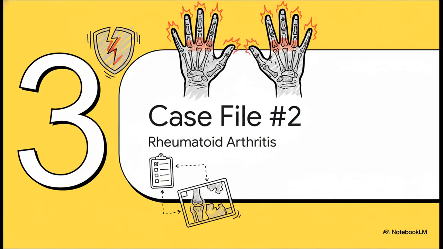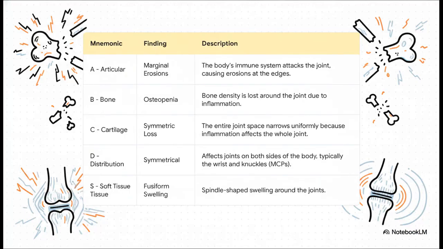Now this is a completely different culprit. This is where the body's own immune system mistakenly attacks the joints. Let's pull its file and see how its profile compares. And whoa, right away we see a completely different pattern. Under A, for articular, we find erosions. The immune system is literally eating away at the bone. Then for B, bone, instead of building, the body is losing bone density because of all the inflammation. And look at C, cartilage. The loss is symmetric, it's uniform, because that inflammation is attacking the entire joint all at once.